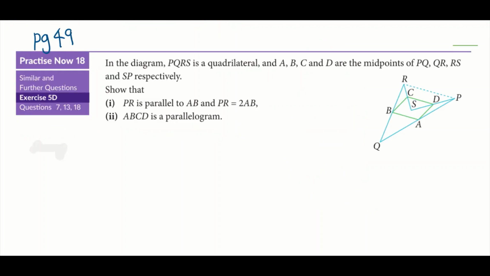So now we come to one question, and before we start, I want you to read the question very, very carefully and understand what it's asking. So this diagram shows PQRS is a quadrilateral and that A, B, C, and D are midpoints of the following lines. First question is to show that PR is parallel to AB and PR equals 2AB. So this suggests that we can use midpoint theorem, but I can't just write two words, midpoint and theorem. I really need to prove it and write down the steps.